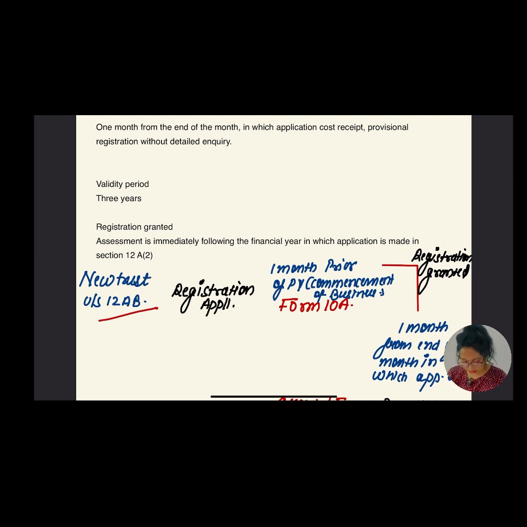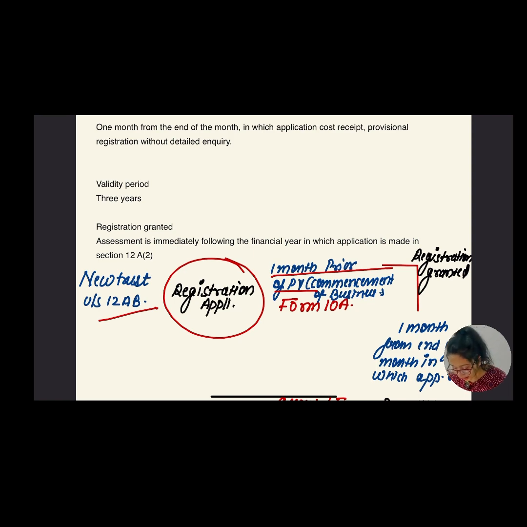I hope this point was clear. The registration application is to be sent within how much time limit? From 1 month prior to the previous year. What are they saying about the previous year? Here they are talking about the previous year when the commencement of business happened. As we know, once the commencement of business has happened, we take it as the previous year. So 1 month from the commencement of business.